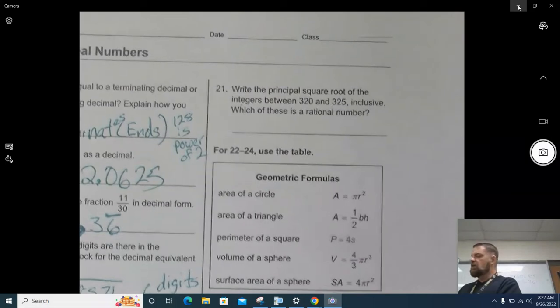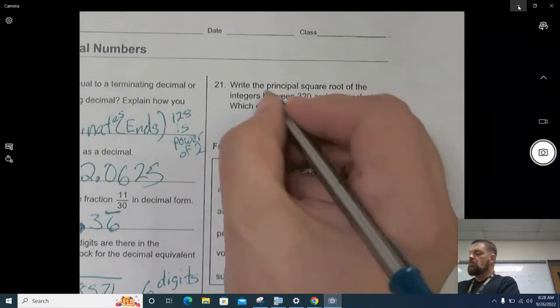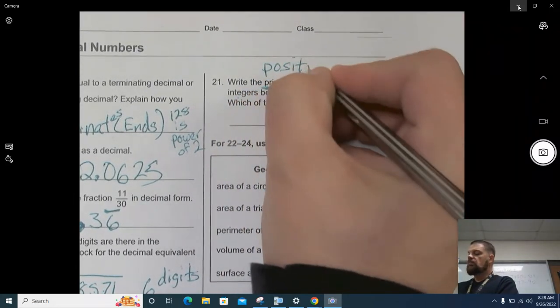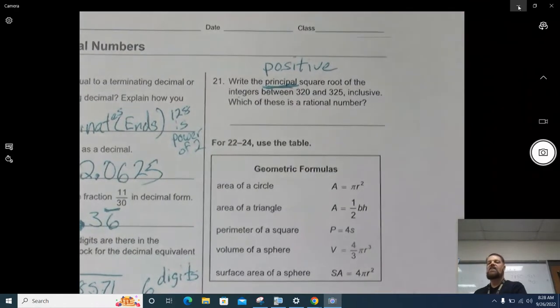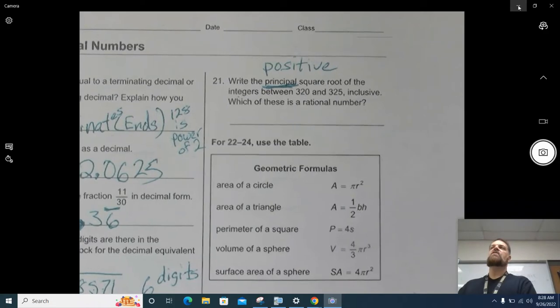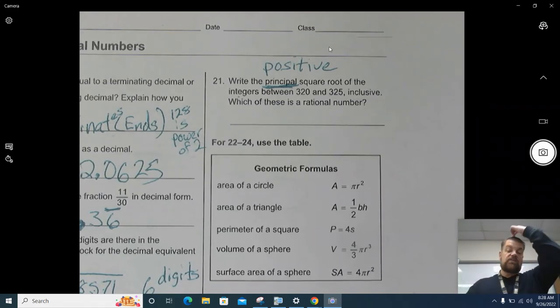Hold on, guys. We're almost done. Don't lose focus yet. Write the principal. What does principal square root mean? Positive. No. Write the positive square root. We know now, because Mr. Adams taught you, that whenever you take the square root, you have a positive and negative solution. So what we need to know is the principal square root of a number between the integers 320 and 325, and which of these is rational. So we just got to take the square root.